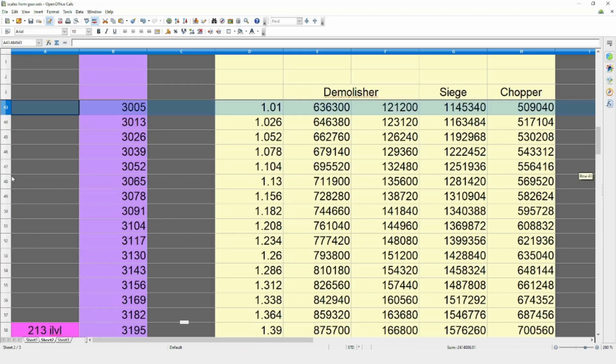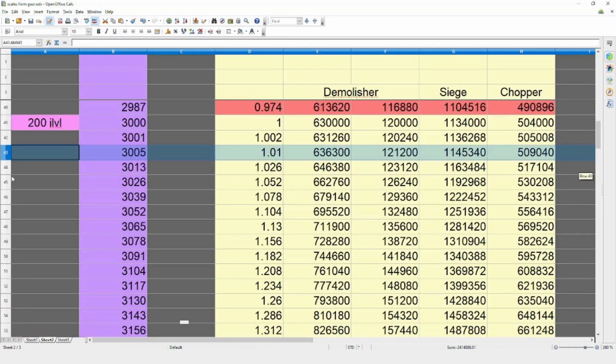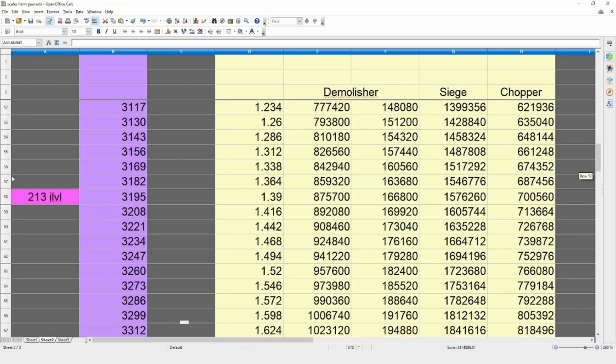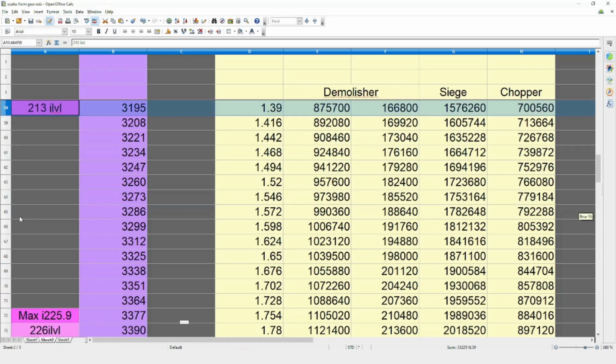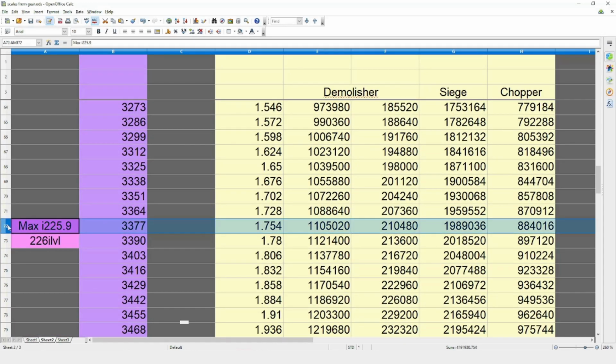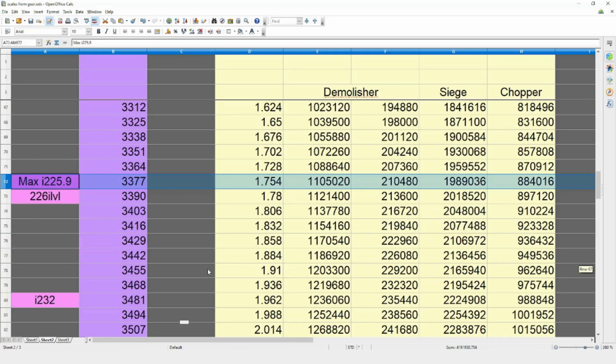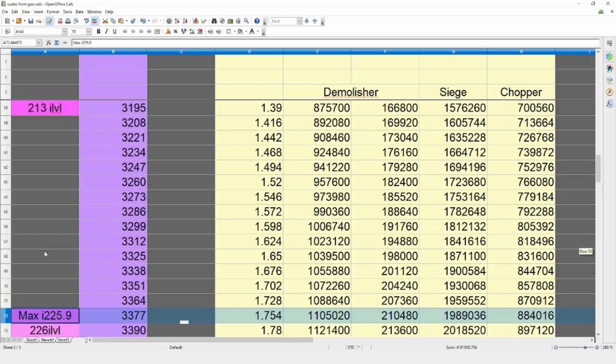Knowing that, we can see the base values. If you're at 213 item level total across all your pieces of gear, you'll do 1.39 times the damage you normally would if you had 200 item level instead. The absolute maximum anyone can achieve in phase 1 is 3,377 item level total, equating to 1.75 times the damage. Those people are going to rest between 1.39 and 1.75.